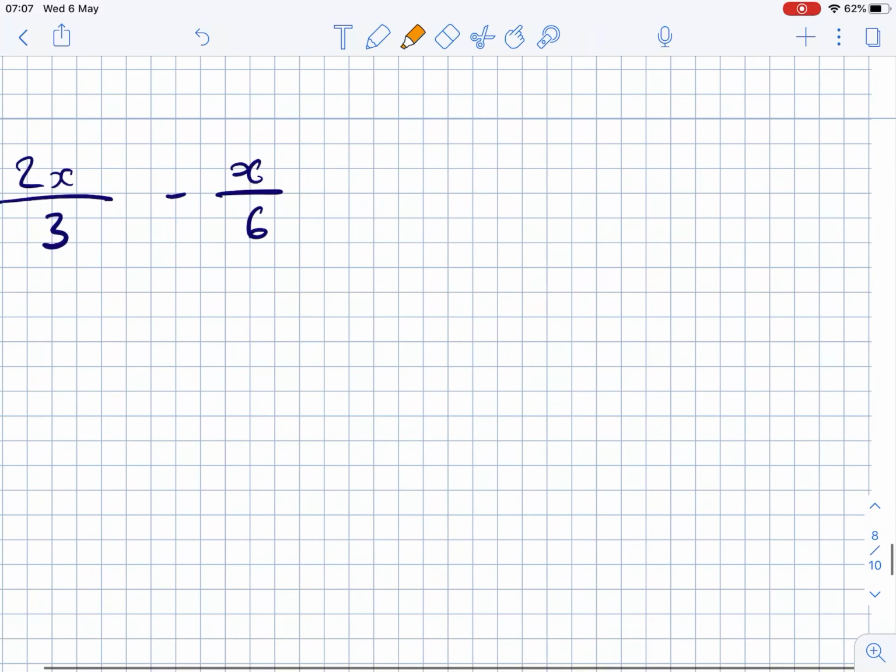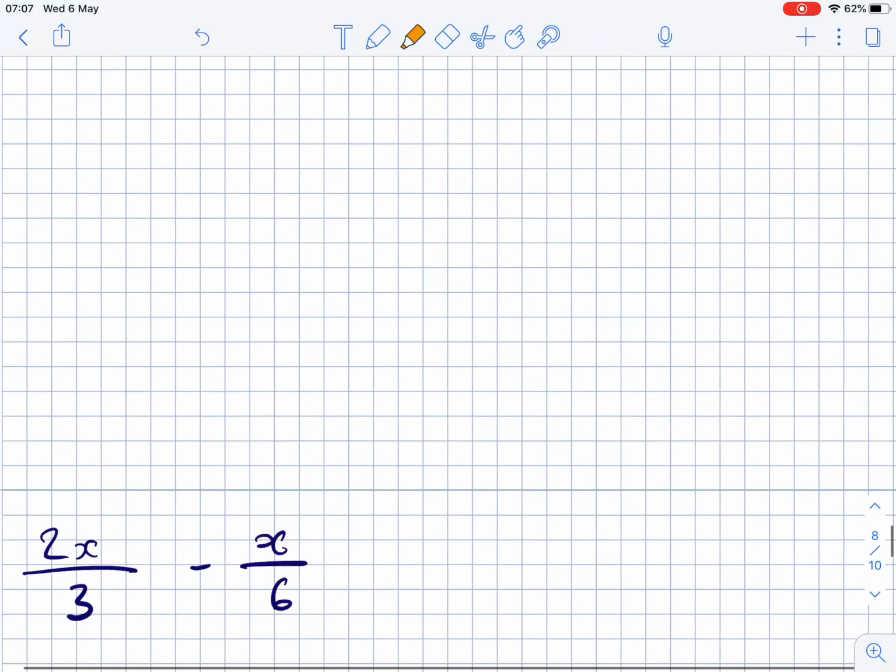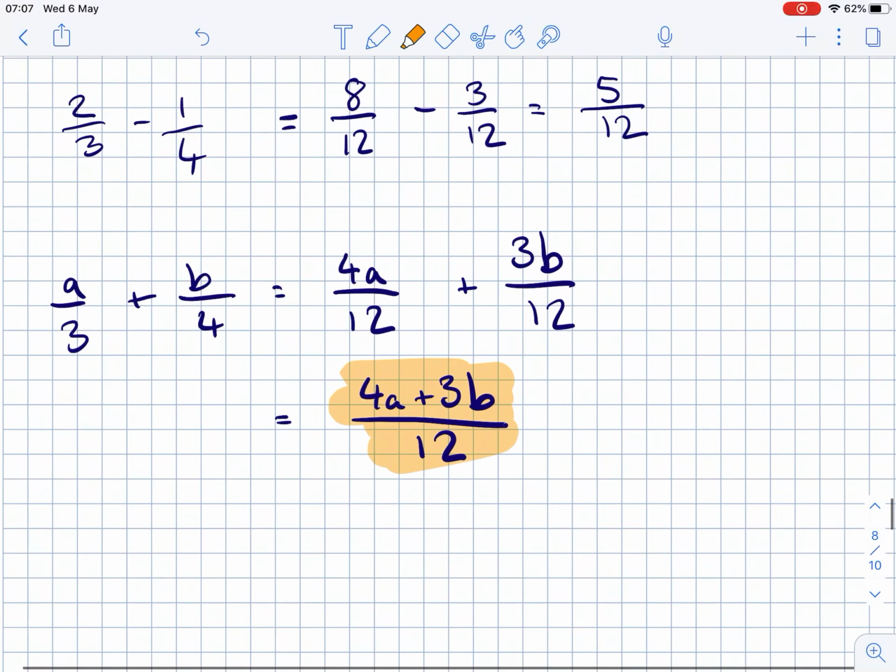Okay, so here I've got 2x over 3 minus x over 6. Now, I don't know if you noticed, but in our last example, we actually ended up multiplying the right-hand fraction by our left-hand denominator, because it just so happened that the lowest common multiple was the result of 3 times 4. Okay, and this will always be the case. You'll always have a common denominator by multiplying your two denominators together.